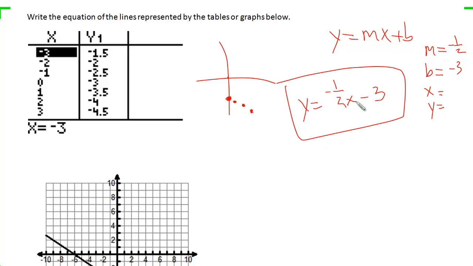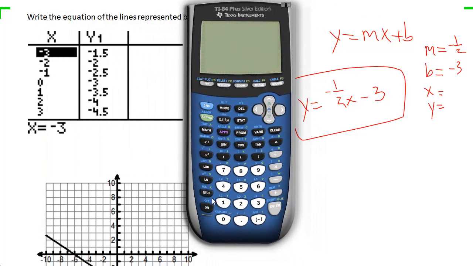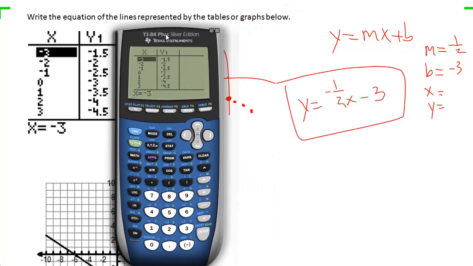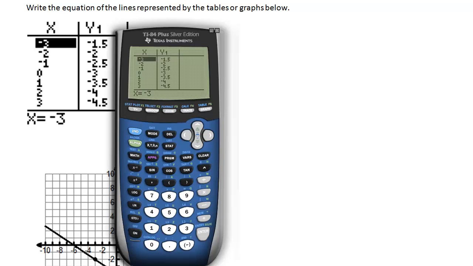And there's my equation. If I wanted to check that, I could certainly just put this in the calculator. Y equals negative, we'll just say 0.5 on this one, x, -3. And I should get a table that matches. And we do, so we know we've done that correctly. I could also put these in stat plot, and I could find the regression form as well.